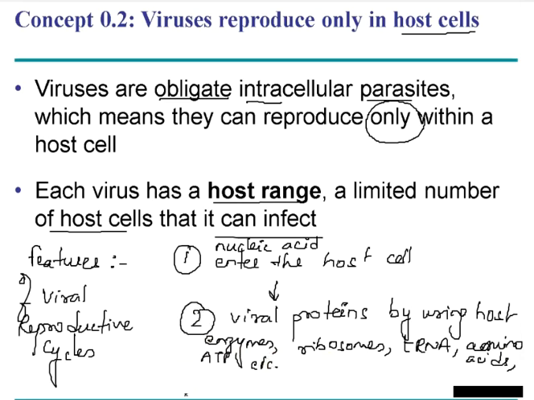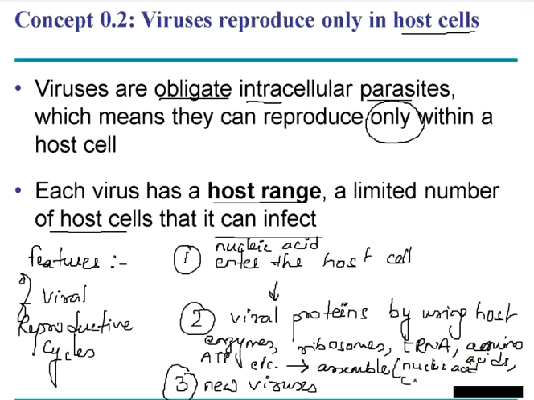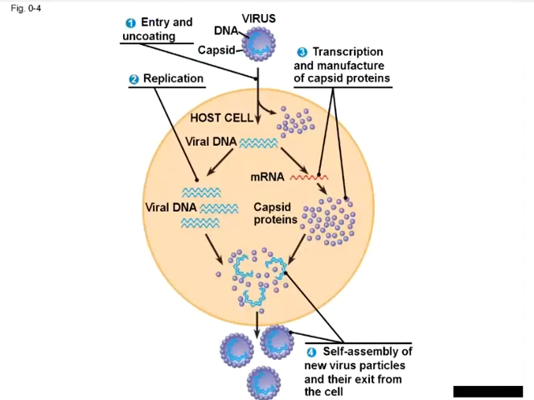After they use the host machinery, some of the nucleic acid remains in the mRNA form, and some form the proteins, after which there will be the assembly of new viral particles, which will break the host cell and come out. When they are released from the host cell by breaking the host cell membrane, that is called lysis. Nucleic acid and capsomeres are formed and the new viruses are released. So this is the process of the lytic cycle.